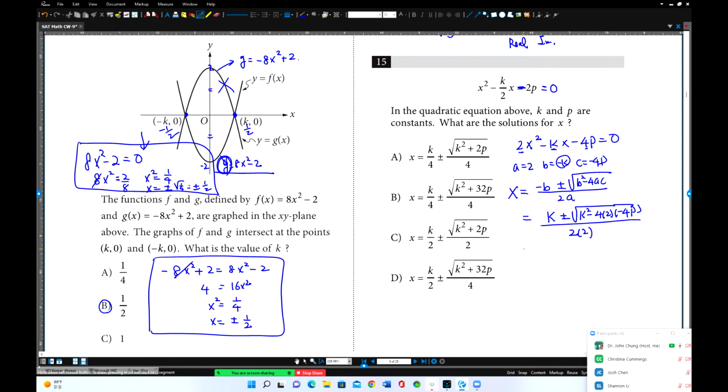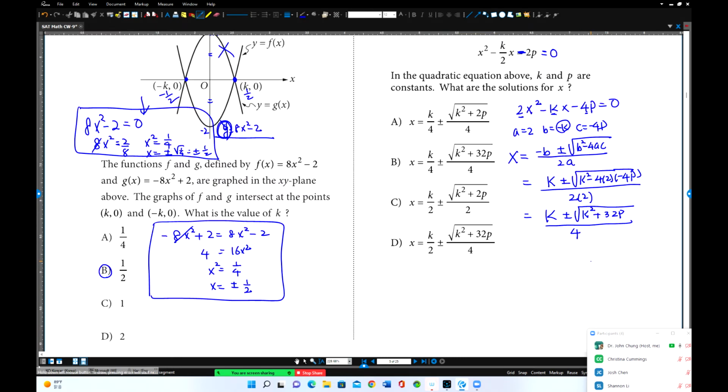That's 4, right? Simplify. k plus or minus the square root of k squared, and inside, 8 times 4 is 32, so plus 32p, over 2 times 2 is 4, right? Because there are no perfect square numbers, we have to leave it this way. Then we separate: k over 4 plus or minus the square root of k squared plus 32p, over 4, right? You can separate it, and probably you can find the answer here too. Choice B is the answer.